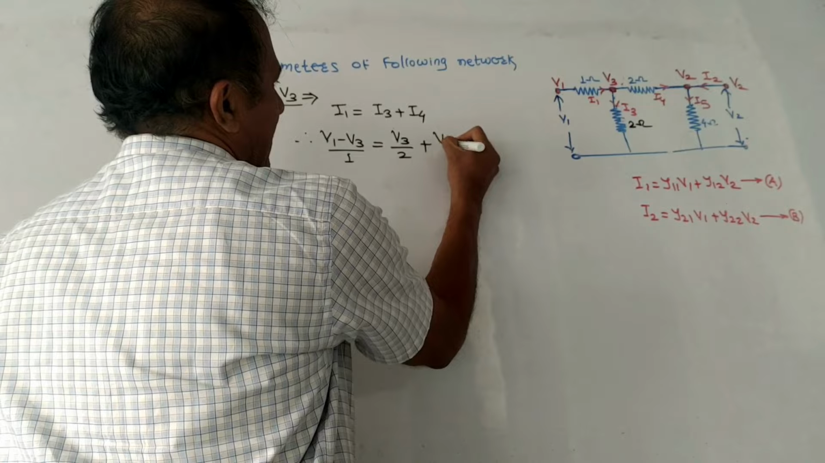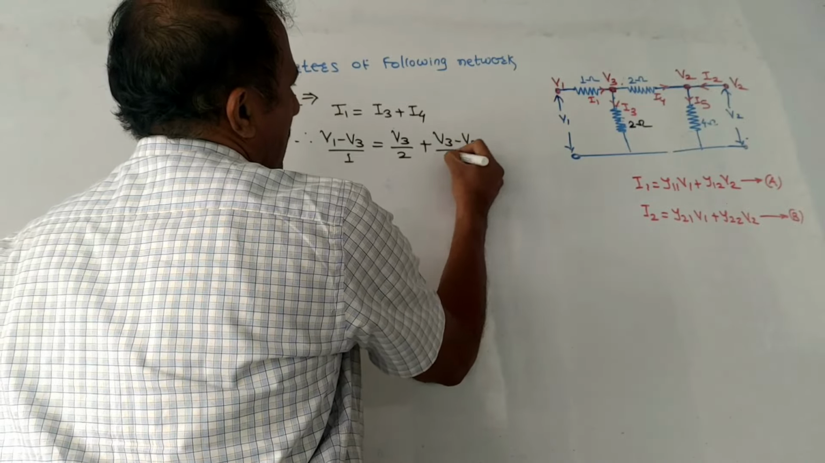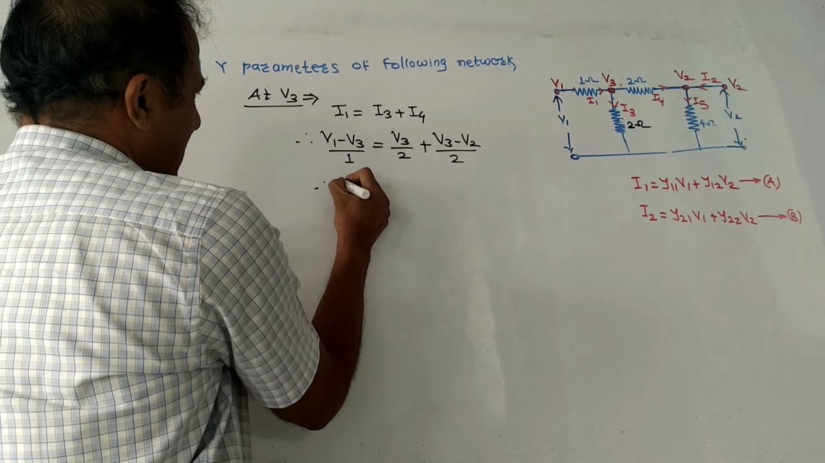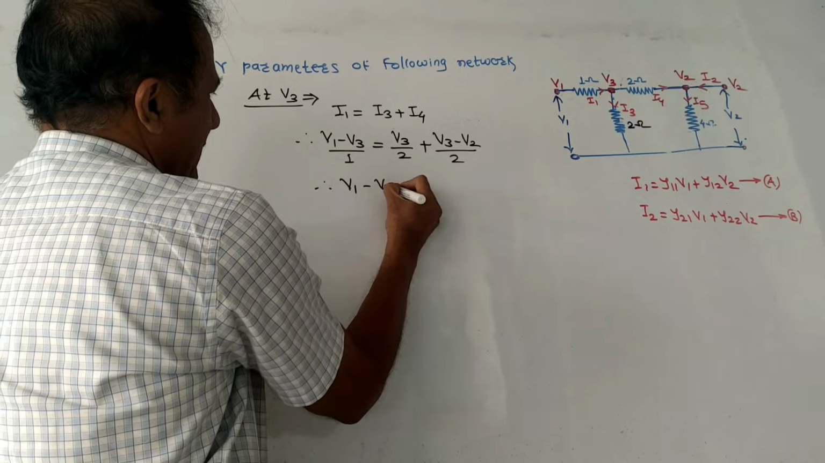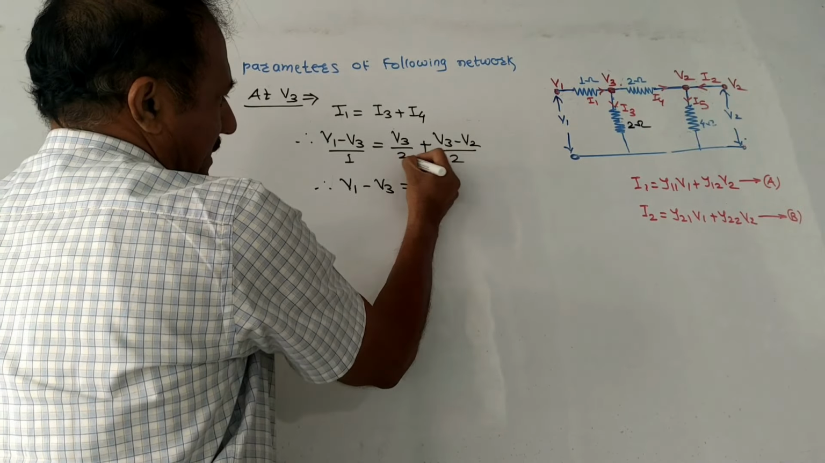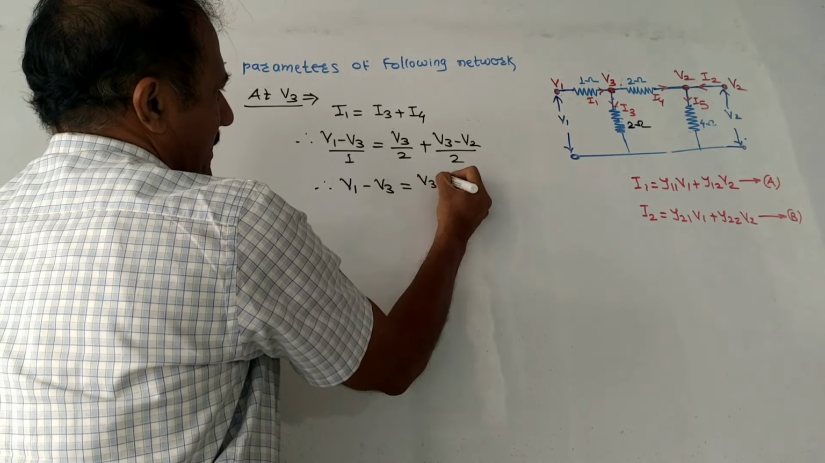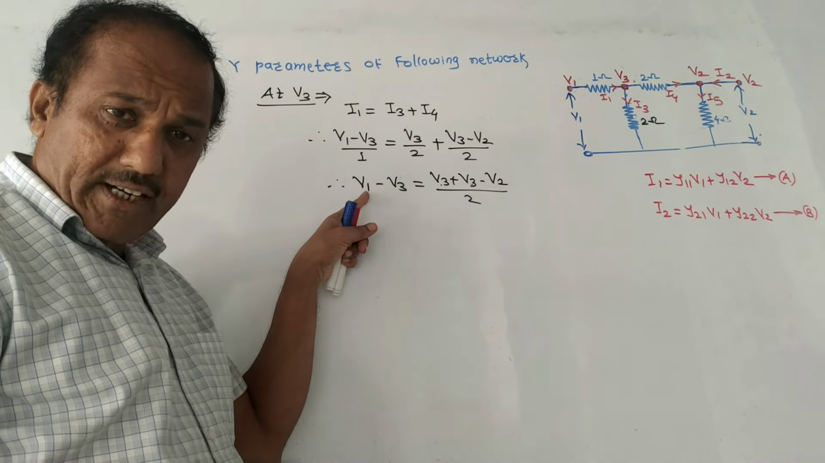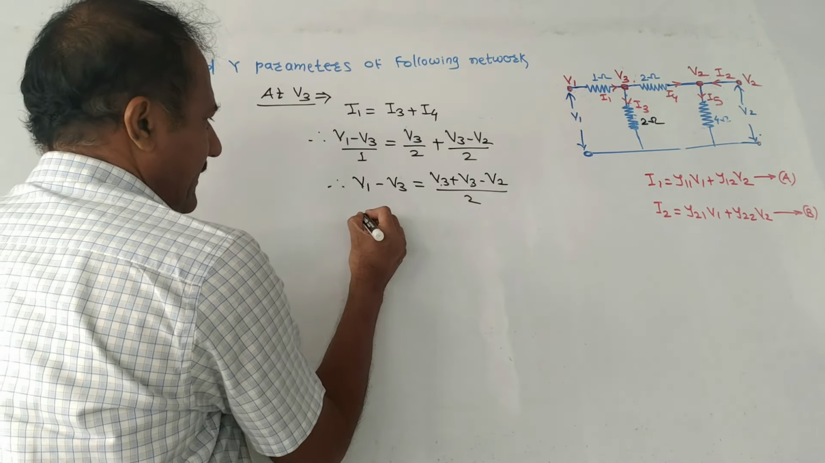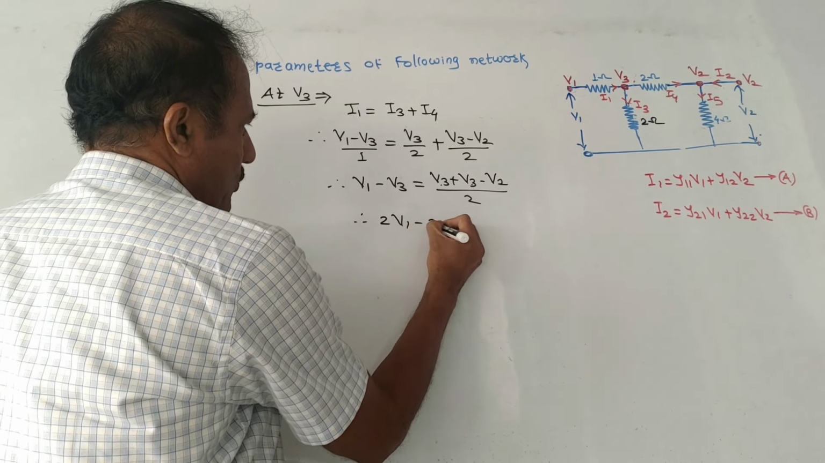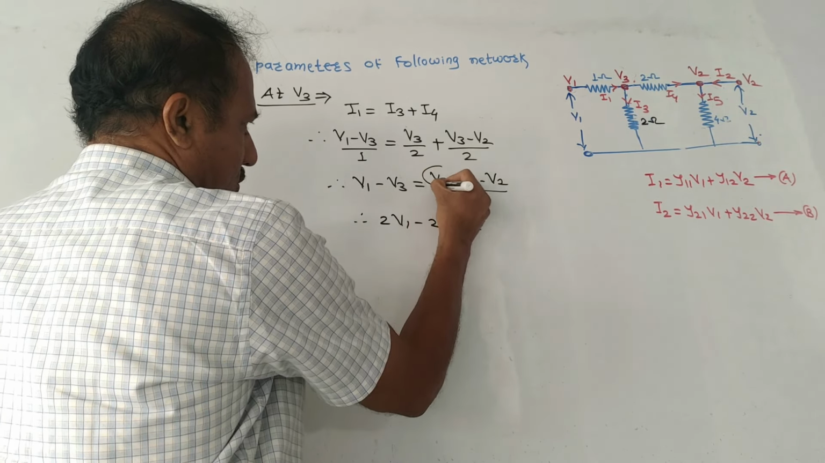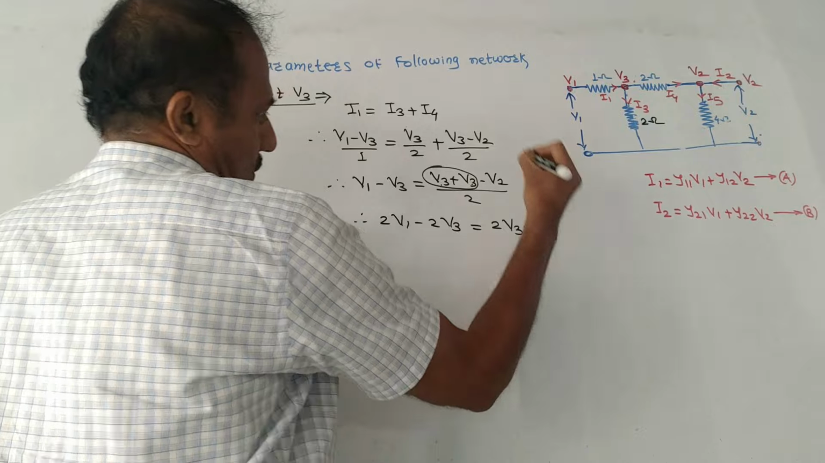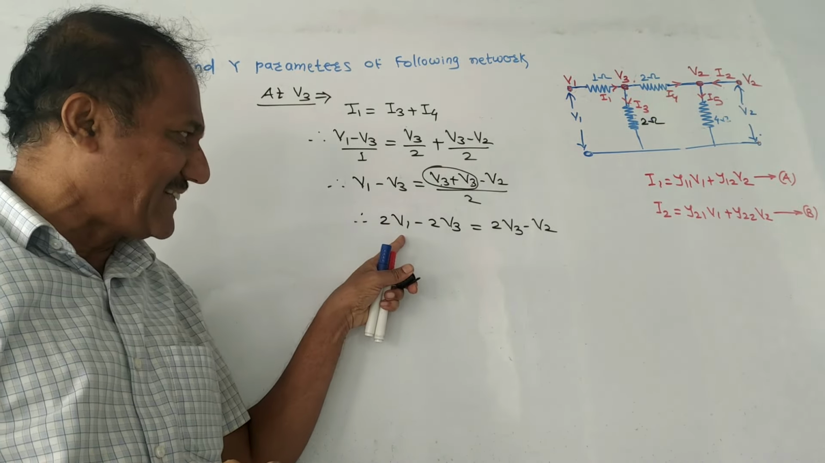So it can be written as V3 minus V2 upon 2. Let us simplify the equation. So I can simply write it as V1 minus V3 is equal to, if you take LCM, this denominator is the same, so it is V3 plus V3 minus V2. This 2 can be transferred to the LHS. So I can write it like this: 2V1 minus 2V3 is equal to, these two terms can be combined, so it becomes V3 plus V3, that means 2V3 minus V2. We have already transferred this 2 to the LHS side.